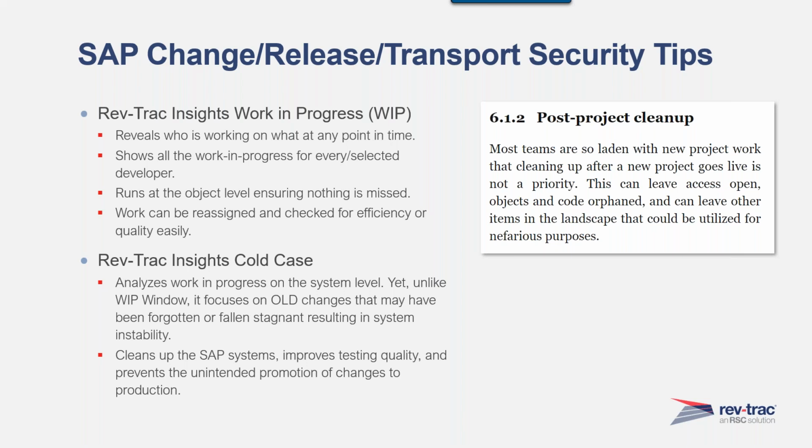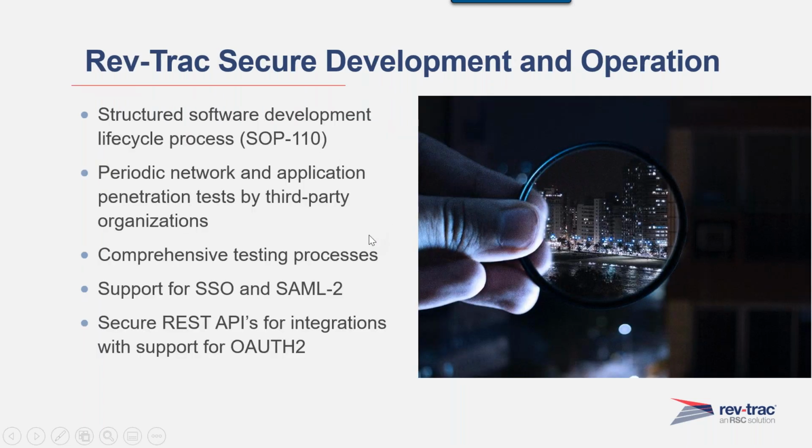Another app is called Cold Case. This isn't looking at the user perspective, it's just a timing perspective. Any changes that are between 6 and 12 months old, show me per development system. And again, you can have a list, clean up some stuff that hasn't been finished, that's just hanging out there, hopefully not waiting to cause an issue, but that's what can happen if you don't clean these things up. So Rev-Trac helps in those areas as well. We wanted to point that out, and again, how that related back to the book.